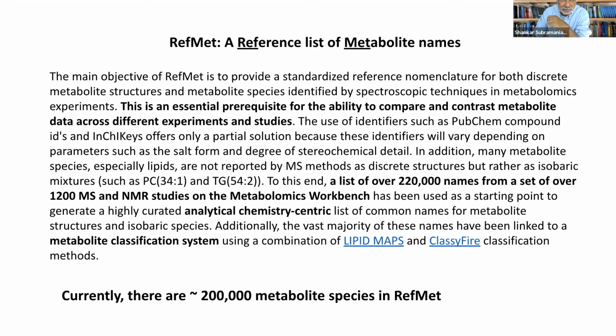So we created something called RefMet, which is a reference list of metabolite names. And this is really universal now. We have 200,000 metabolite species in RefMet. It's become an adopted standard for the community at large. This is another thing that makes data interoperable and metadata linkable to data. Next slide, please.